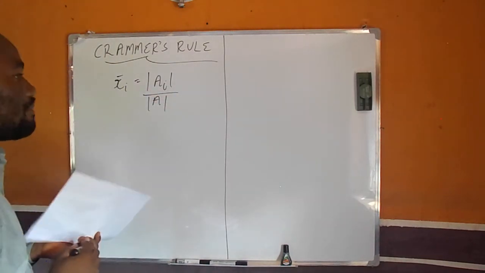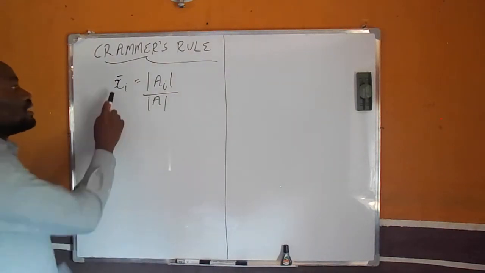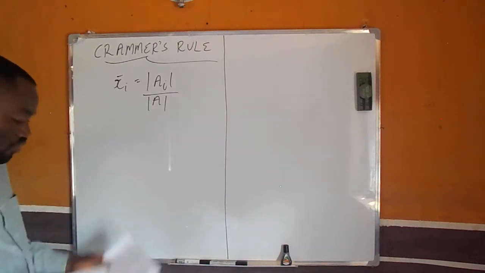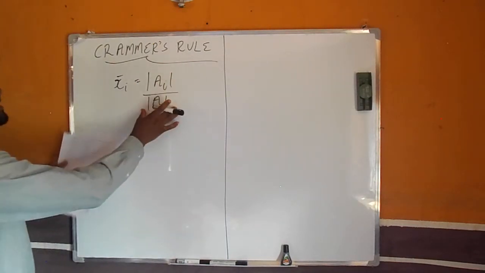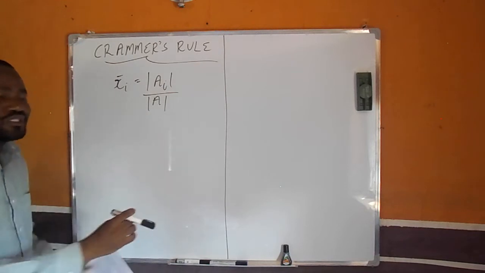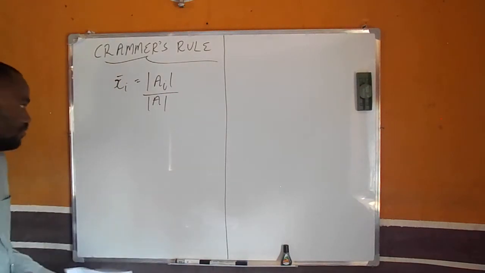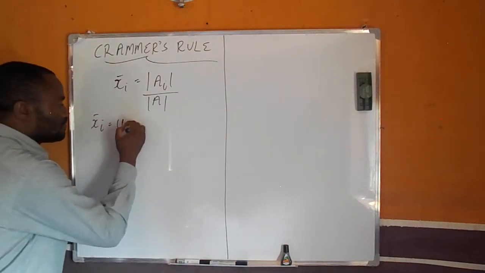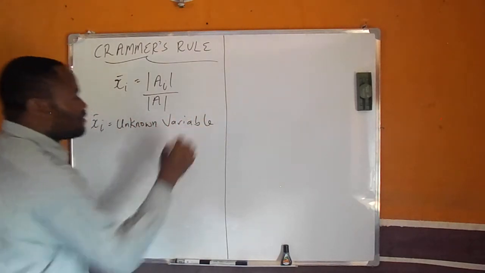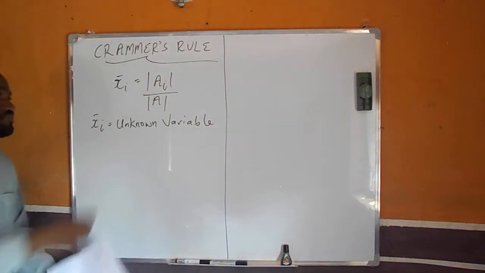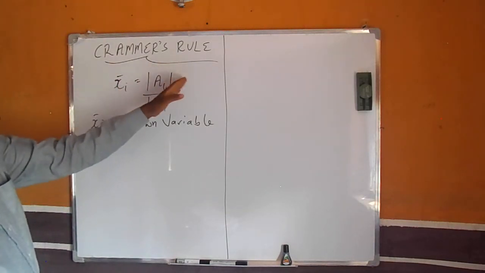This is the formula for Cramer's rule. The x_i is the unknown variable. This is a special matrix. This is the determinant of the coefficient matrix. So we have the determinant of the coefficient matrix, the special matrix, and the unknown variable.